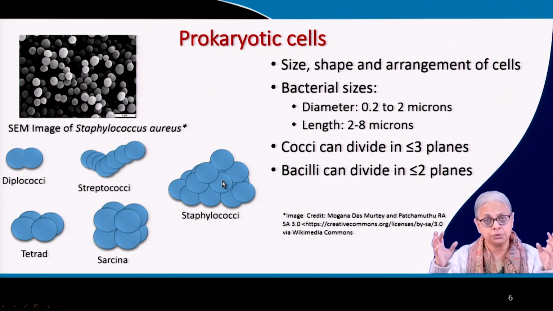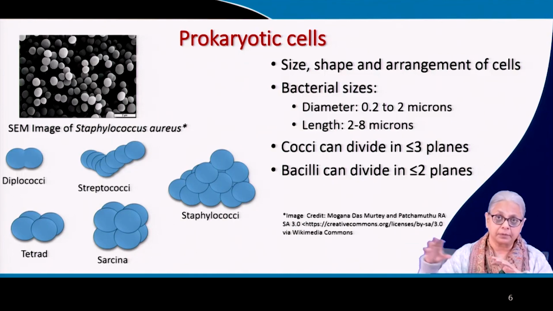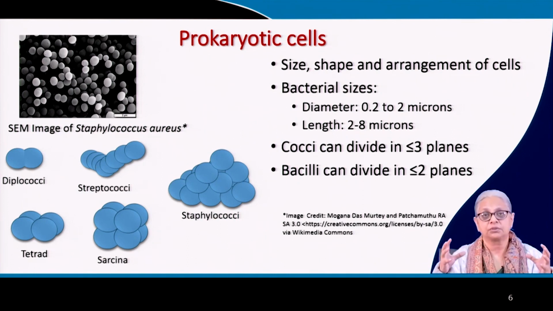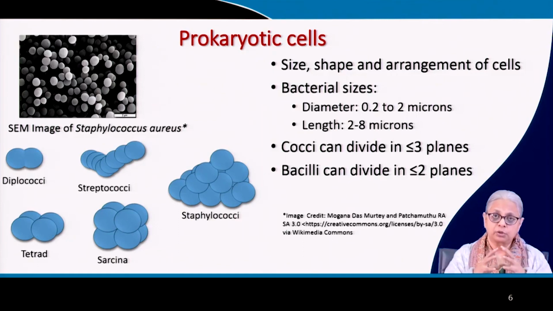And if it continues to divide over a long period of time, but the cells don't break away, they create what is called staphylococci. After a few generations, this becomes staphylococci because you get an amorphous mass of cells. It's a cluster of cells and they have divided in all three directions. So you get this amorphous mass.